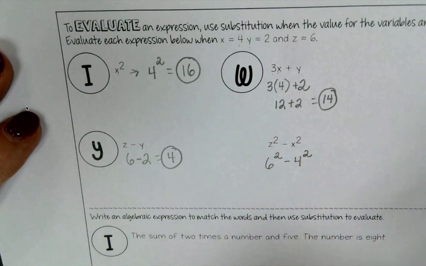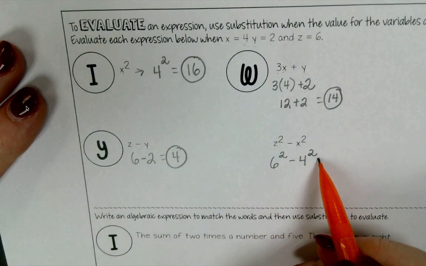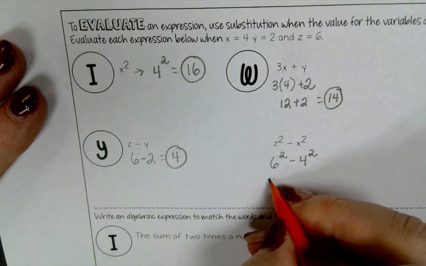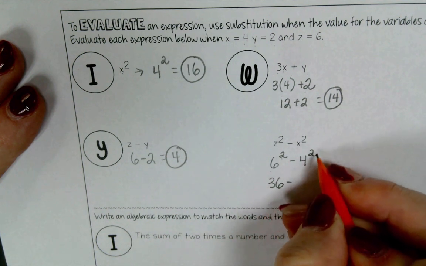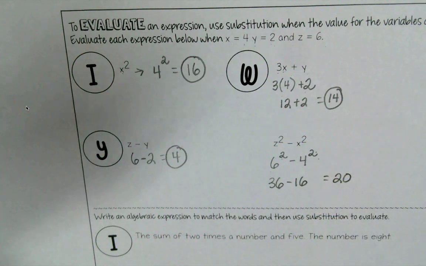Now, some people would say, I don't know, which one do I do? Well, it doesn't matter. You have exponents, then you have subtraction. So you could do both of these at the same time. So 6 times 6 is 36 minus 4 times 4 is 16, which gives you 20. All right?